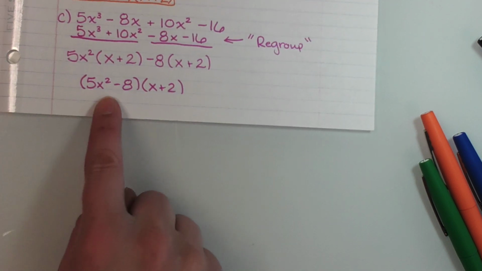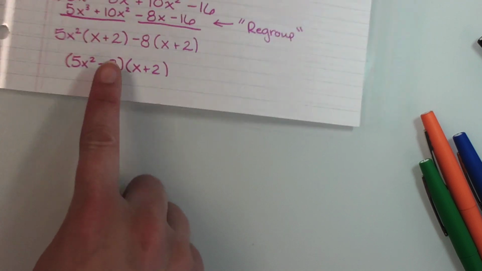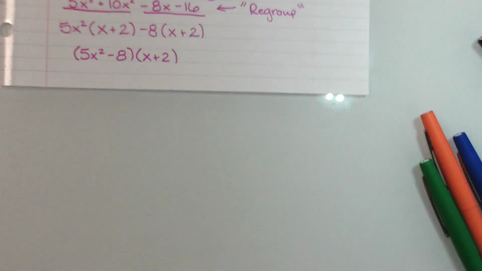For example, on this one, we got 5x squared minus 8. And sometimes it'll be something that continues to factor. If you see 5x squared minus 8, shortcut or full AC method? You'd have to do full AC.